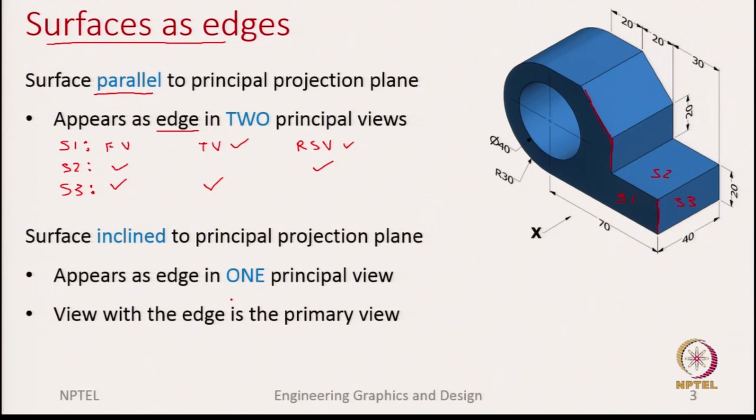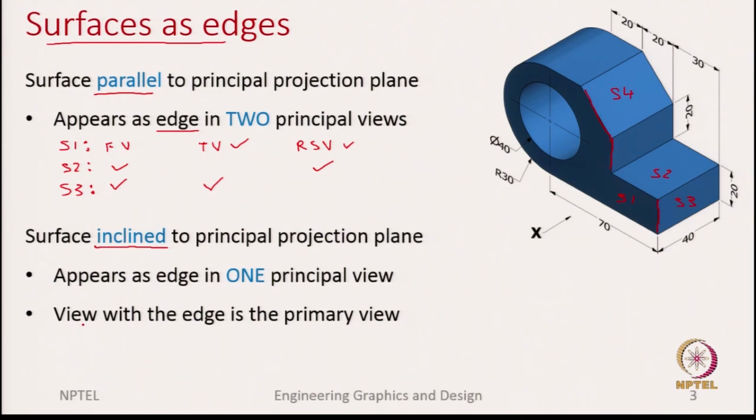Here I need to specify what I meant by inclined. Here when I say inclined, I mean that it is perpendicular to one of the projection planes. So, for example, if I take this surface S4, it is perpendicular to the frontal plane or the vertical plane, but it is at an angle to the horizontal plane as well as the profile plane. Okay. So, it is inclined to the profile plane and the horizontal plane, but is perpendicular to the frontal plane. So, this is the inclined plane we are talking about.